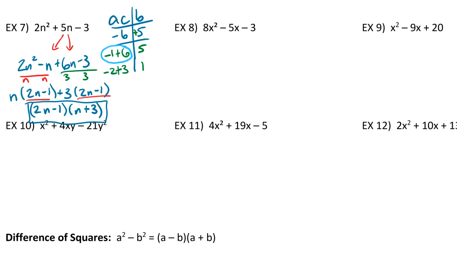Alright, example 8. So start with the chart. A times C would be 8 times negative 3, which is negative 24. B is negative 5. So we look for factors of 24: 1 and 24, 2 and 12, 3 and 8, and 4 and 6.